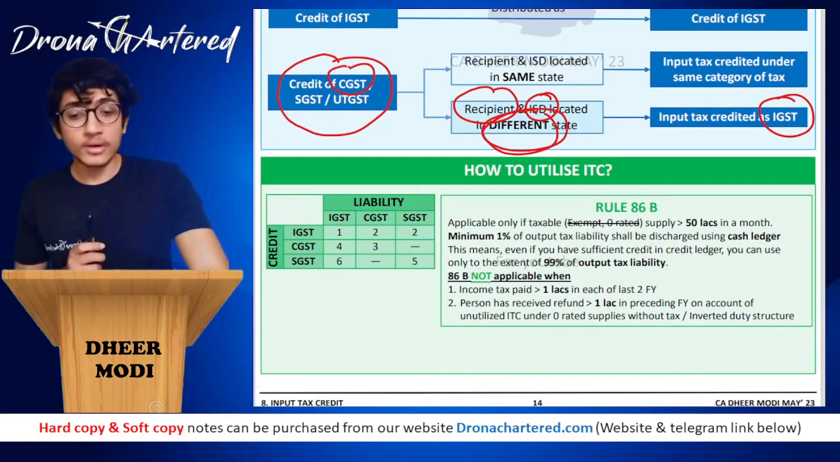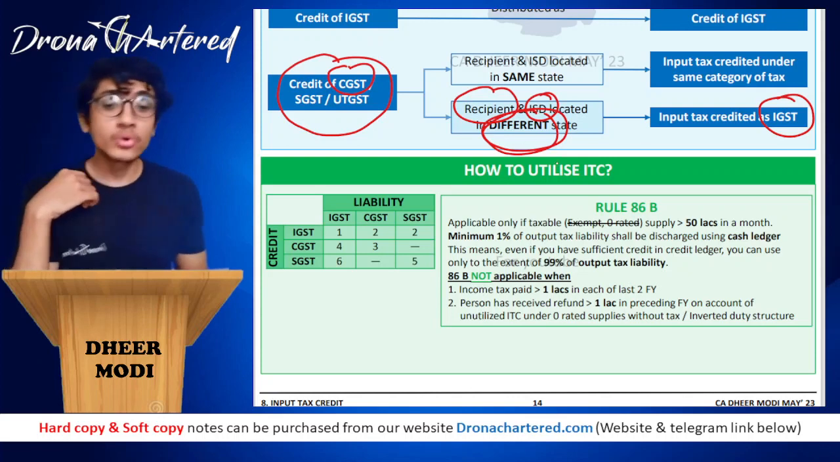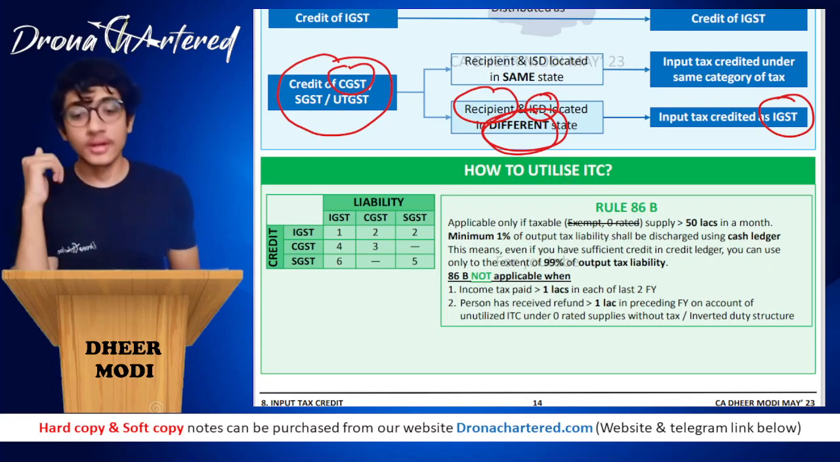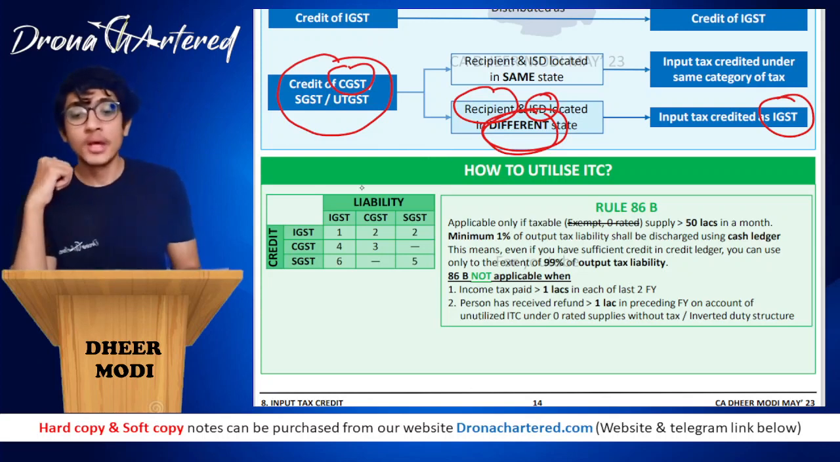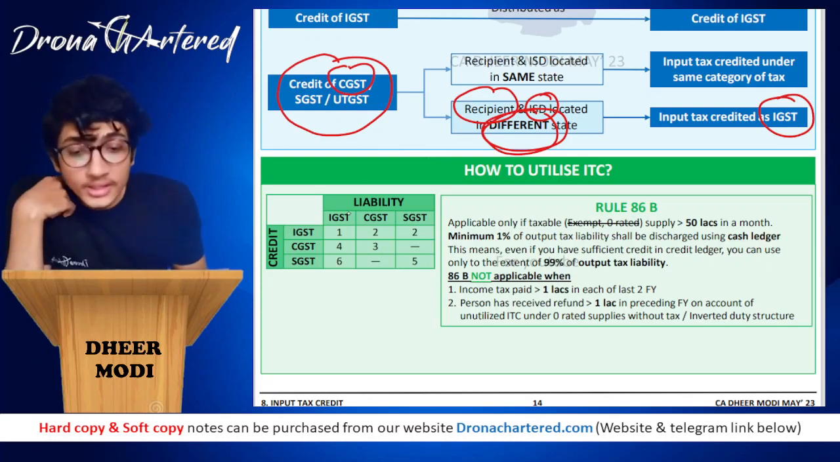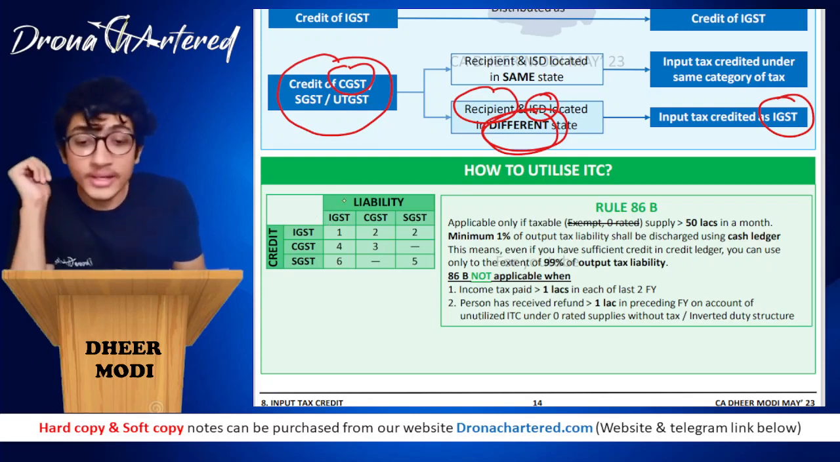Coming to the last part of the chapter, that is how to utilize ITC. That is the order of utilization of ITC. So I made this table. If you have IGST liability, I put these numbers to help explain.